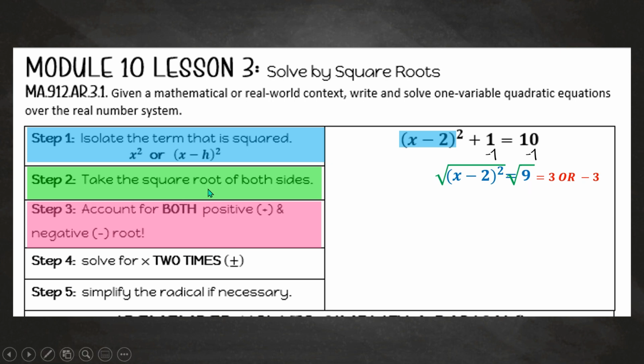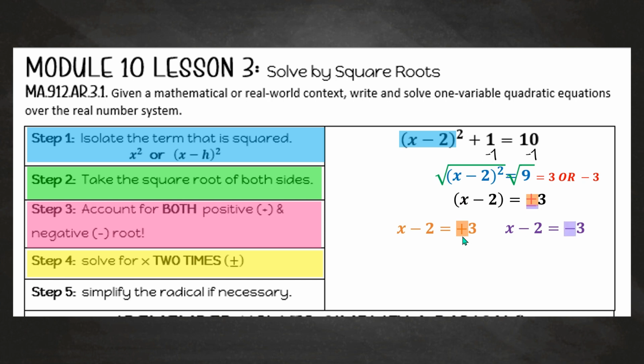Because of this, we need to make sure that we account for both the positive and the negative root. So now we have x - 2 is equal to plus or minus 3. This is how you're going to see it written mathematically most of the time. Now we have to solve for x twice, when it's equal to 3, and when it's potentially equal to negative 3. So we're still going to have two possible answers for x. So x - 2 is equal to positive 3, and x - 2 is equal to negative 3. That accounted for both the positive and negative root of the square root of 9.